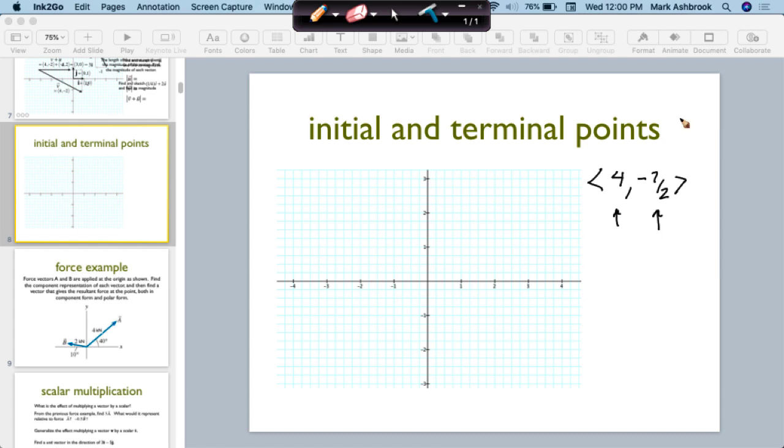When I write this vector, say vector C, and I say the x component is 4 and the y component is -7/2, you have to know what those numbers mean. Did you pick that up from the first class? What do the numbers 4 and -7/2 mean? Volunteer. Yeah, 4 is the change in x. Yes. And then -7/2 is the change in y. Change in x, change in y.